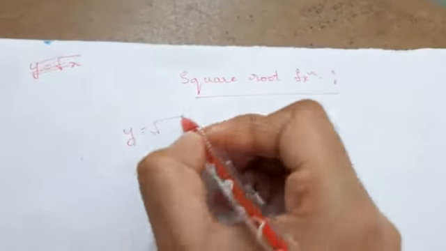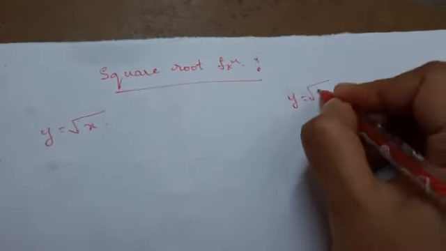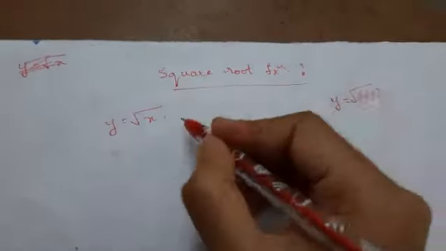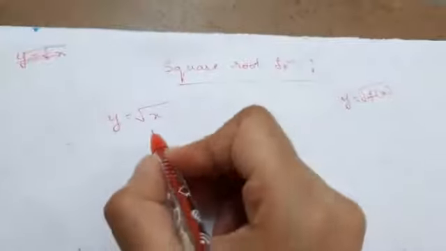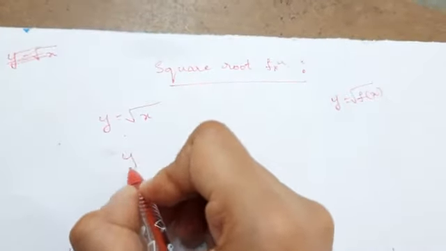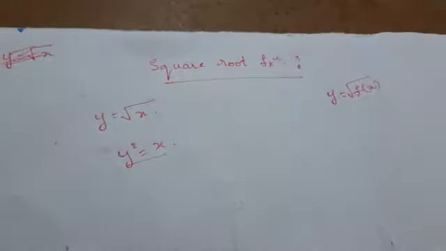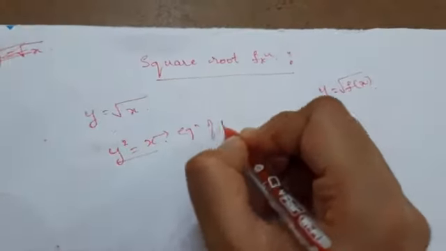Suppose we have a function of the form y is equal to square root of f of x. So here we have y is equal to root x, and we need to draw the graph of this one. I am taking the help like this. y is equal to root x can be written as y square is equal to x. x means what? This is an equation of a parabola.